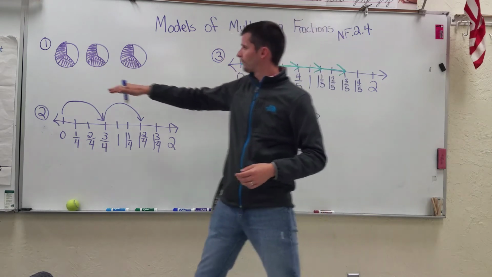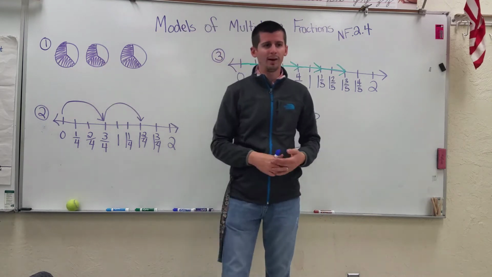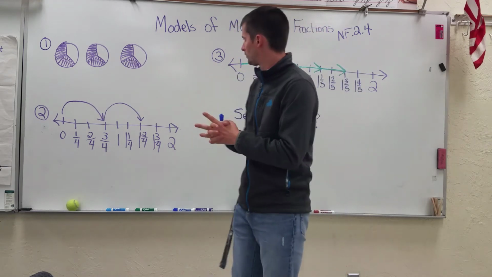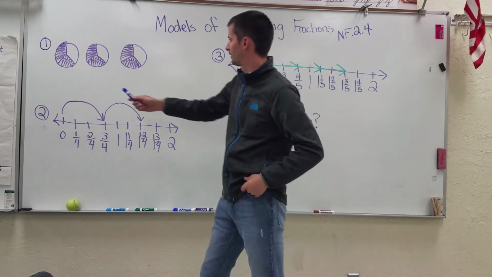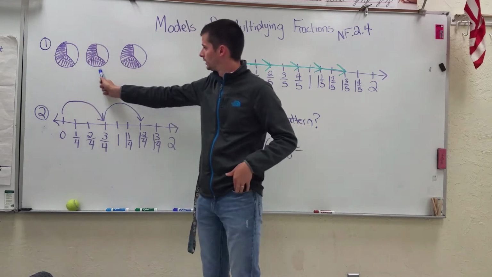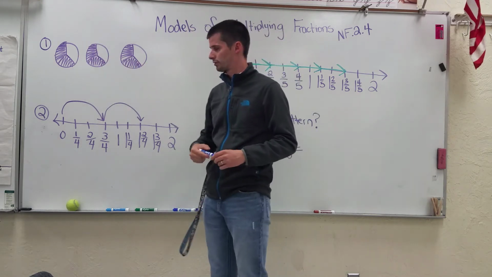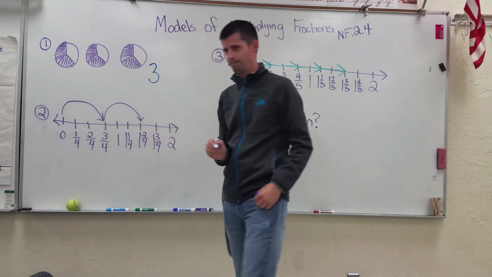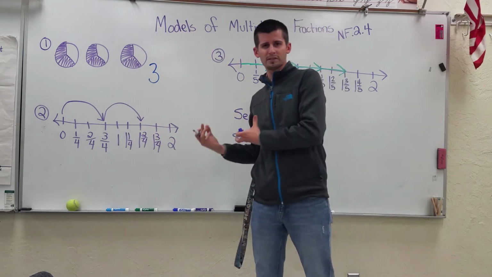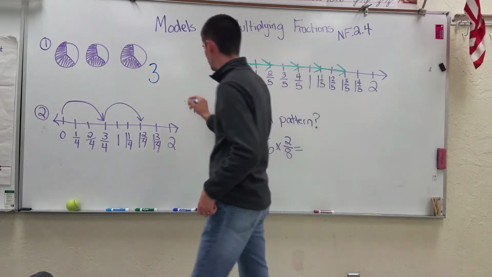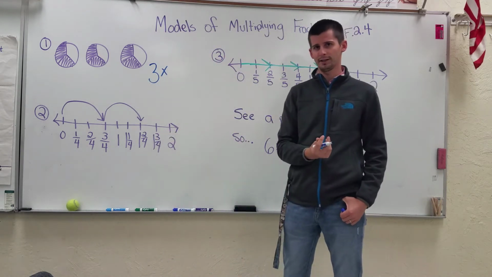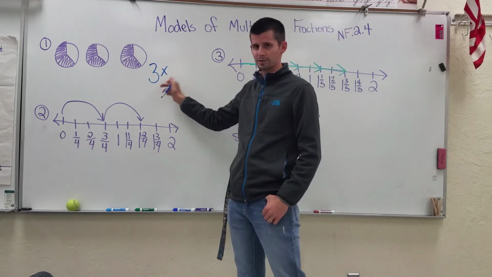All right, so the first thing I want to do with this model is see how many groups I have, because multiplication is grouping numbers. Well, it looks like I have one group here, a second group here, and a third group here. So I can write that as 3, and then it's groups of. That's what multiplication means. It means that I'm grouping things, so I'm going to use a multiplication sign. So 3 groups of what?